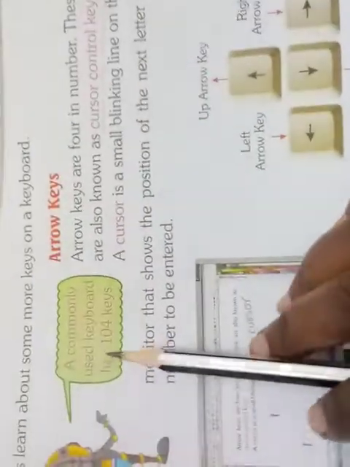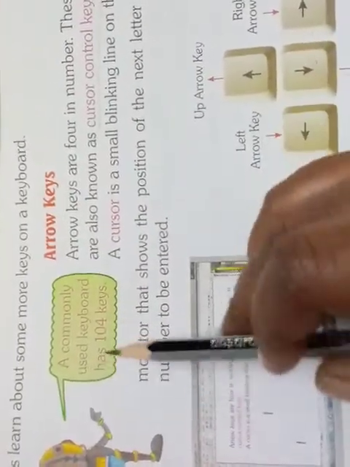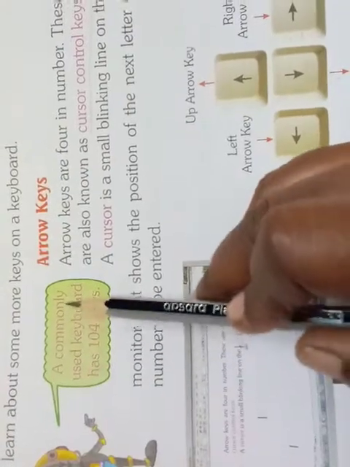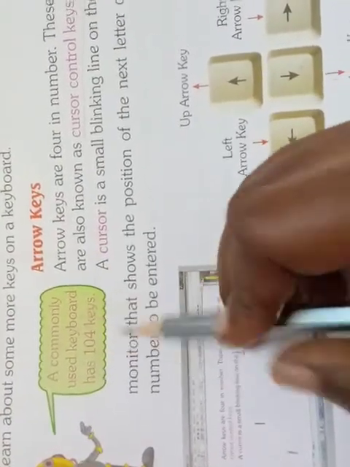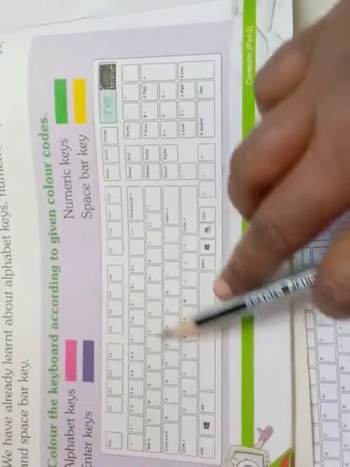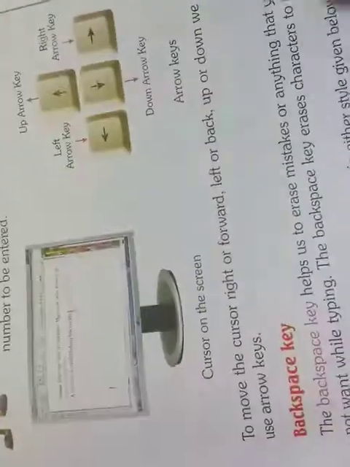So here you see one important point is given. A commonly used keyboard has 104 keys. Children, if you observe a keyboard, totally how many keys are there? If you count, these all are 104 keys. This is important, children, you have to remember. This is about the arrow keys.